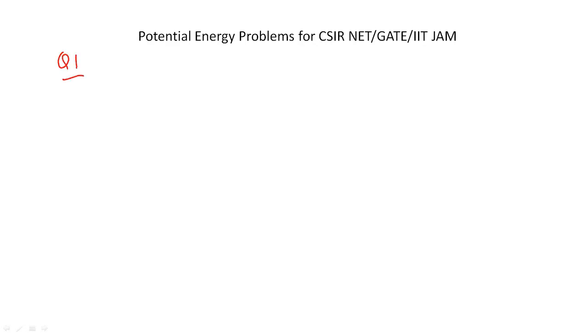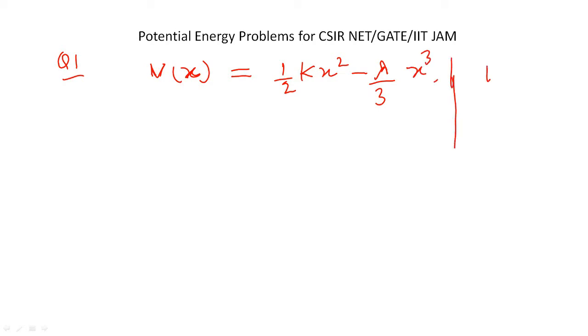Now let us take the first problem, and here your potential energy is given like V(x) is equal to 1 by 2 kx square minus lambda by 3 x cube, right? Here k and lambda are positive constants. You have to find the position of unstable and stable points.